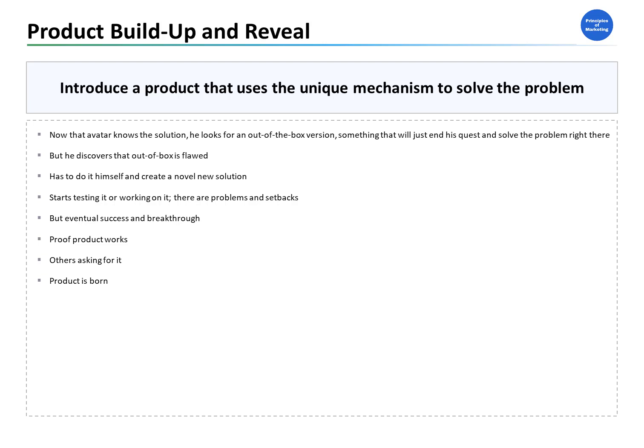You can use a story like this. The main character of the story is looking for a readily available version of the solution, something that will just end his quest and solve the problem immediately. And he discovers that what exists out there, the solutions that use this unique mechanism, are flawed. So he has to do it himself and create a novel new solution. Or he works with an expert like a scientist or a doctor to create a novel new solution. You start testing it, working on it. Maybe there are problems and setbacks, but eventually there's success and breakthrough, and there's a proof of concept, proof that the product works. Other people, friends and family are asking for it, and the product is born.